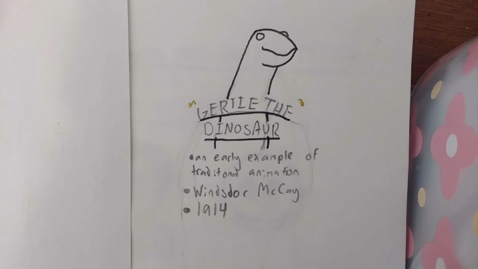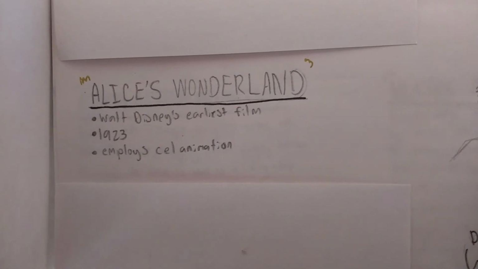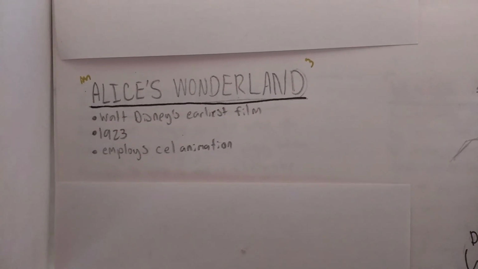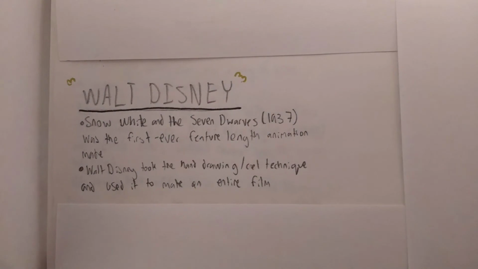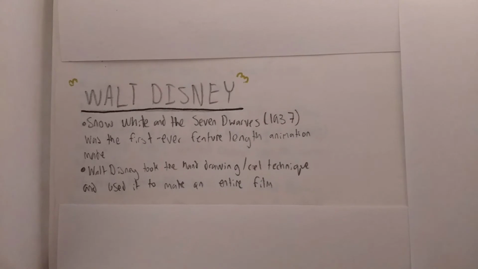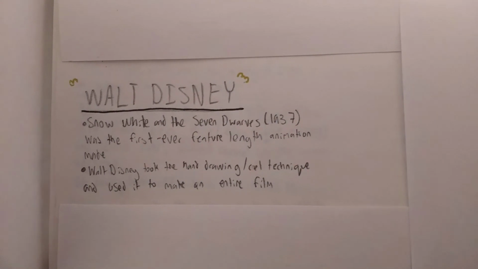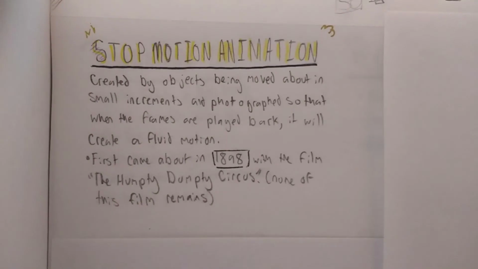Gertie the Dinosaur, an early example of traditional animation created by Winsor McCay in 1914. Alice's Wonderland, Walt Disney's earliest film made in 1923, also employs cel animation. Walt Disney created Snow White and the Seven Dwarfs in 1937, which was the first ever feature-length animation made. Walt Disney took the hand-drawing cel technique and used it to make an entire film.